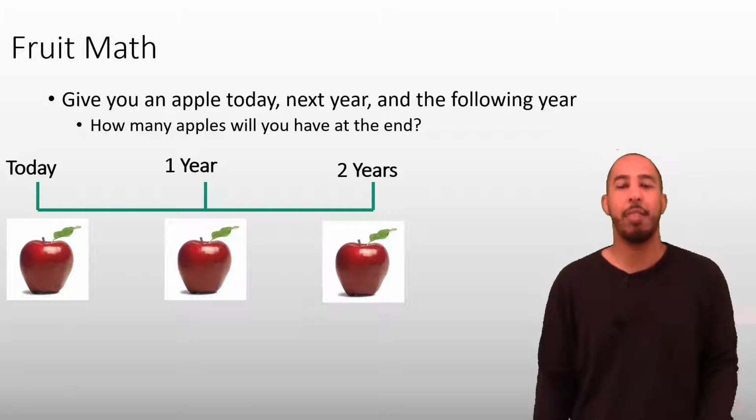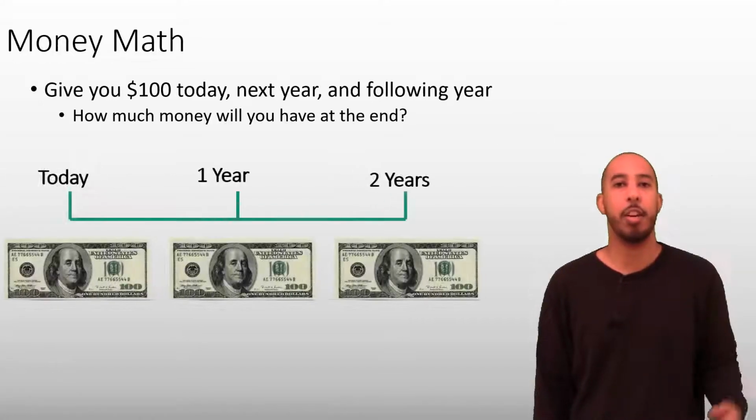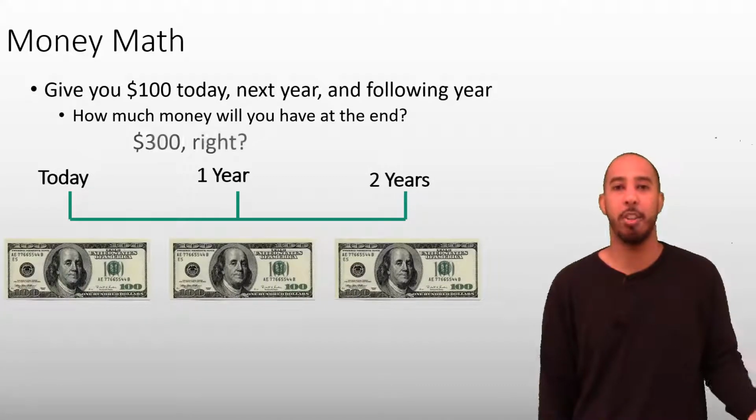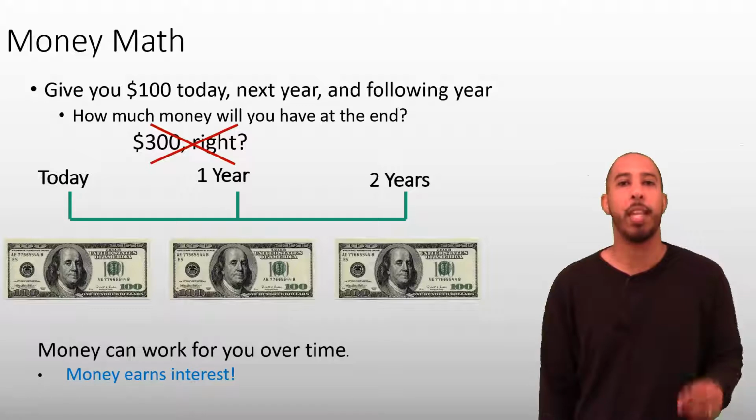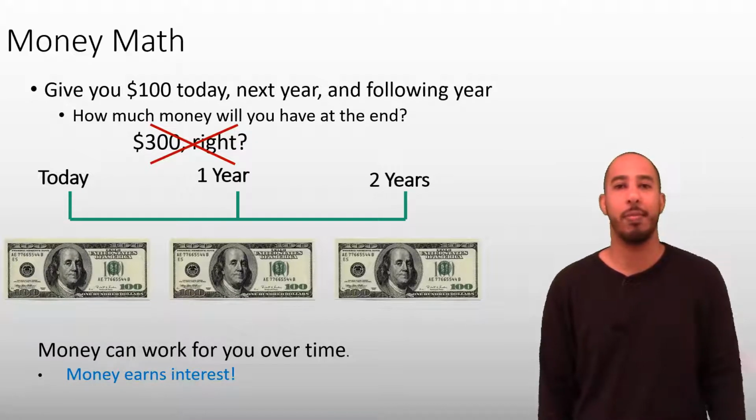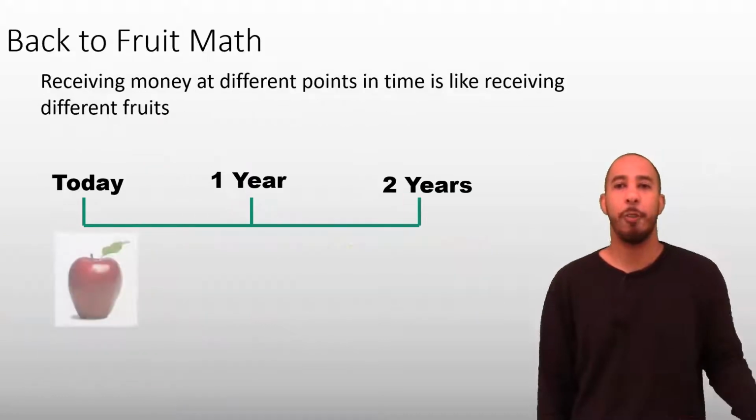Now let's try to do the same thing with money. Say I give you a $100 bill today, $100 next year, and another $100 the year after that. You would have $300, right? Wrong. The difference between apples and money is that money can work for you and grow over time. How? Money earns interest.